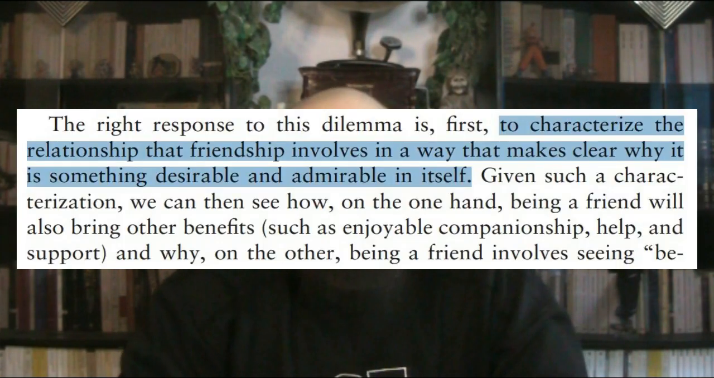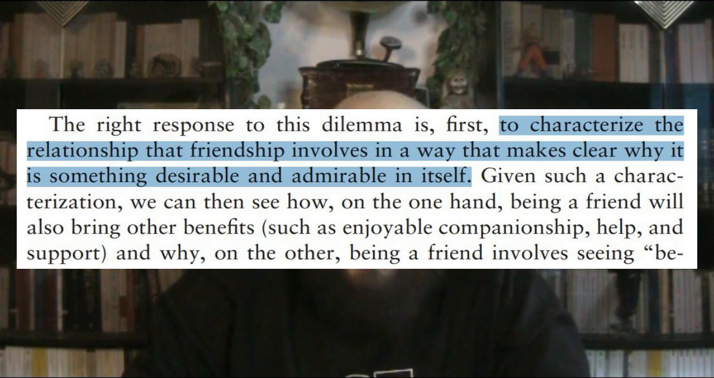What we need to do, according to Scanlon, is to characterize the relationship that friendship involves in a way that makes clear why it is something desirable and admirable in itself. If we make friendship desirable and admire it in itself, we then have reasons to engage in it. Friendship is worthwhile, and because it is worthwhile, it is worth sacrificing other goods for it.